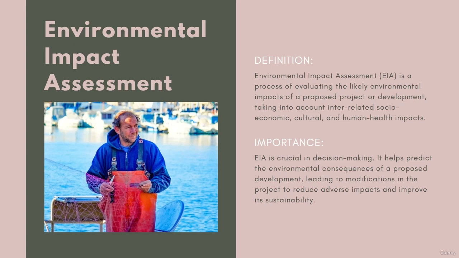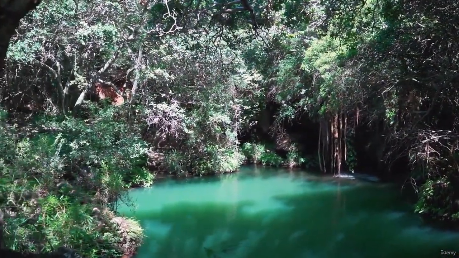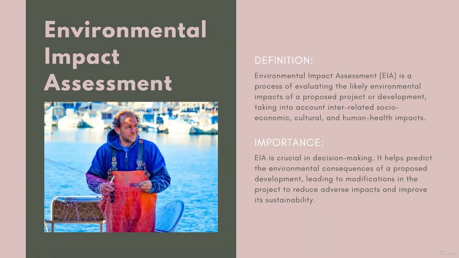Without this assessment, no big project which interferes with the natural environment, with the forest, the water, can be approved. It is as per the government regulations. So environmental impact assessment is a crucial decision-making tool. It helps to predict environmental consequences of a proposed development project. If it is going to harm the natural environment, there are certain modifications which are required to be made. And if it is really going to impact it adversely, that project might not get sanctioned at all.